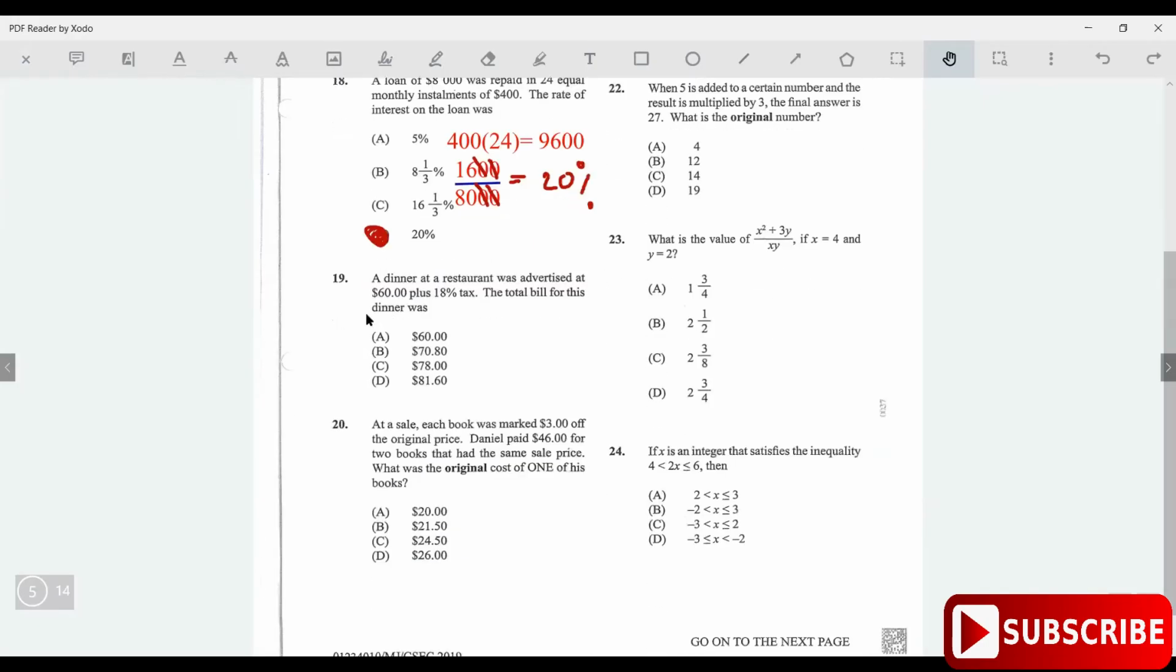This says that a dinner at a restaurant was advertised at $60 plus 18% tax. Then what is the total bill? This is a repeat question.